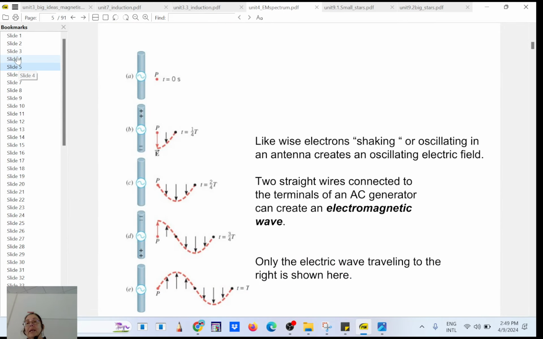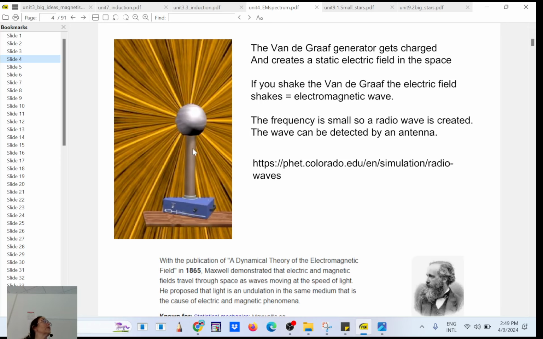So how can we make an electromagnetic wave? Imagine here, do you remember the Van de Graaff generator? Remember, it's going to generate an electric field, a static electric field. What do you think happens if for some reason I get mad at you and I take the Van de Graaff generator and I start to shake it like this, right? What's going to happen to the electric field?